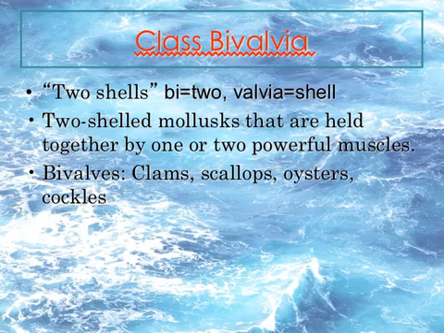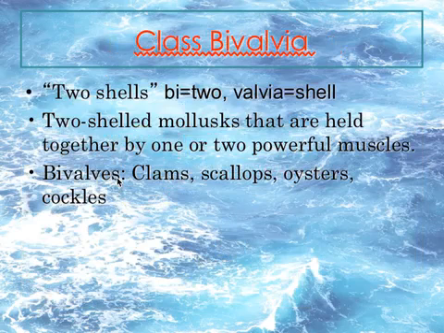All right, our next class is class Bivalvia. Bivalvia literally means 2 shells. Bi means 2 and valvia means shell. So the definition of a bivalve is 2 shelled mollusks that are held together by 1 or 2 powerful muscles. The common names for bivalves include clams, scallops, oysters, cockles. It could really go on and on. There are a lot of common names for bivalves. Just as a note, I'll call this group bivalves because that groups them all together. But clams, scallops, oysters, and cockles are just some examples.